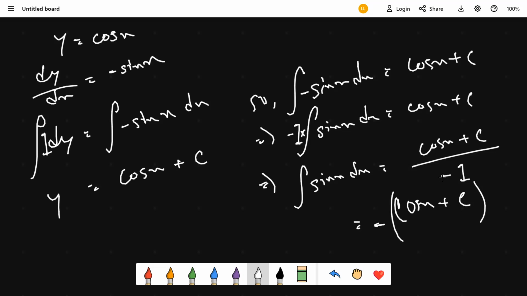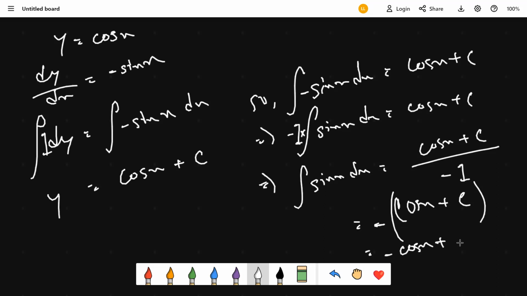Because having minus on the bottom one, like having minus 1 divided by minus 1 or getting multiplied by minus 1, is the same thing, isn't it? So simply breaking the brackets gives us minus cos x minus c.